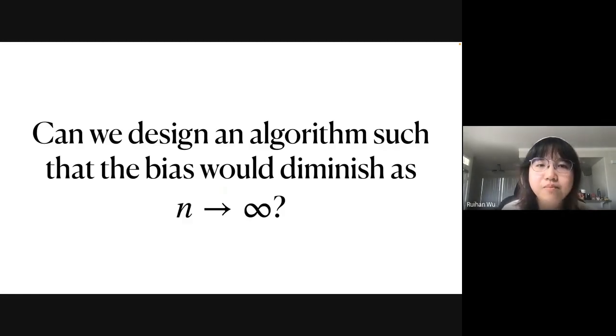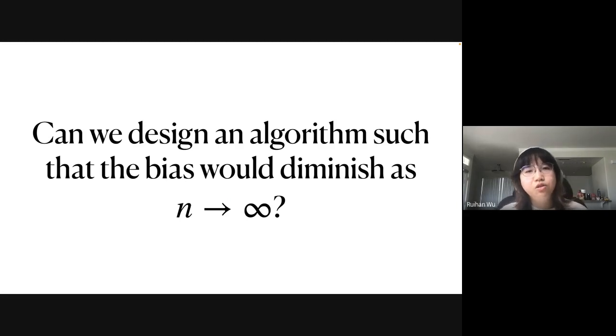So directly applying the Gaussian mechanism looks very hard to work well, because of that bias. And so we ask, can we design an algorithm such that the bias would diminish as n goes to infinity?